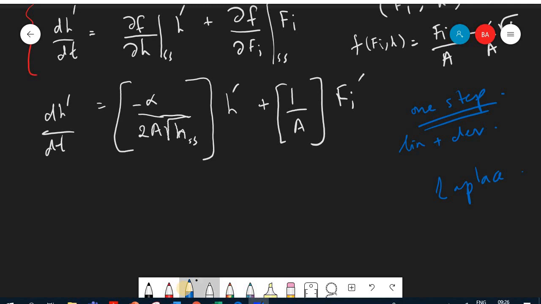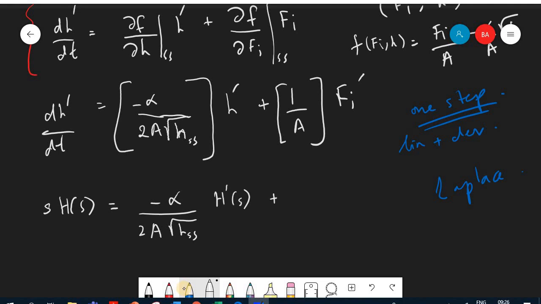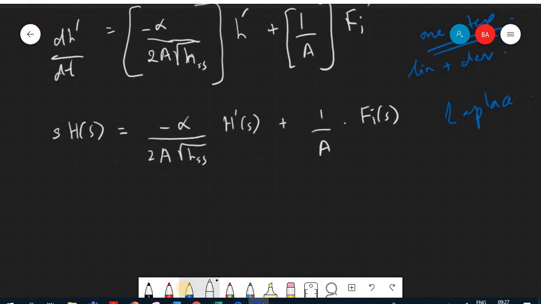And applying Laplace directly, this will be s, H of s for the derivative. And this is just a constant value. So I'm going to write this constant value. You can put anything instead: A, B, C, whatever you want. This is just a constant value into h prime. And this h prime, because we are taking the Laplace, will be the same variable in the s domain, plus 1 over A into Fi in the s domain.